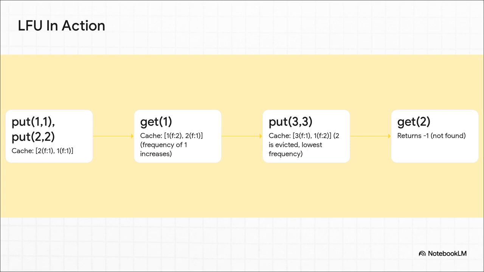And here's the moment of truth in step 4. We need to add item 3, but we're full. LFU doesn't care about what was used last. It looks at the frequency counts. Item 1 has a count of 2. Item 2 only has a count of 1. So item 2, the least frequently used, is the one that gets the boot. And of course, if we try to get item 2 after that, nope, it's gone.